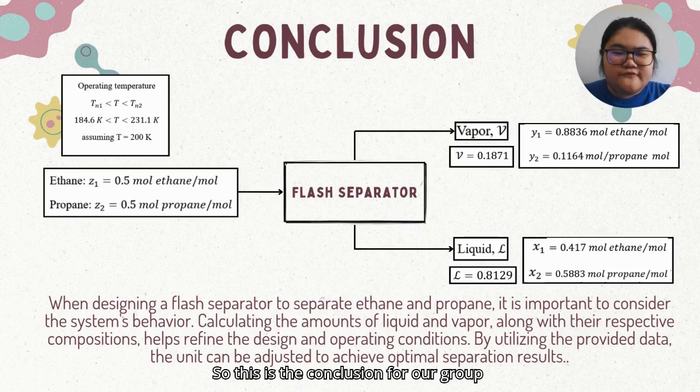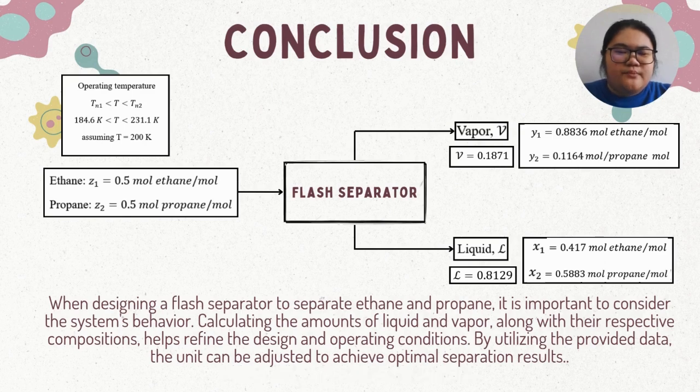So this is the conclusion for our group project: using an equimolar mixture fed into the flash separator at T equals 200 K, we can get the liquid phase mole fraction and the vapor phase mole fraction.